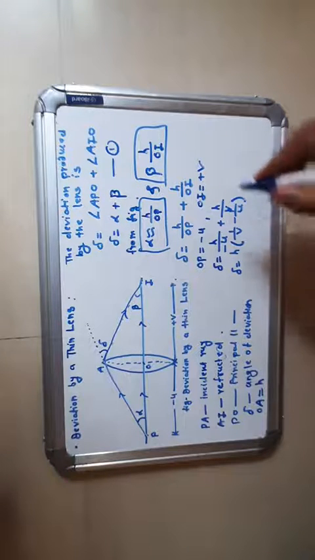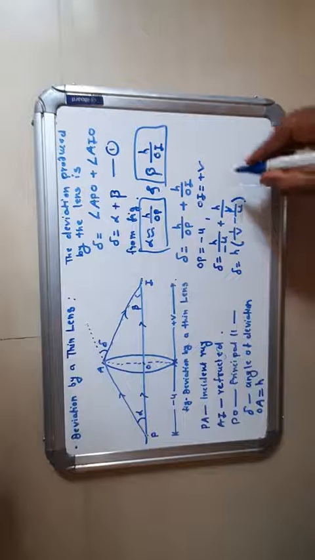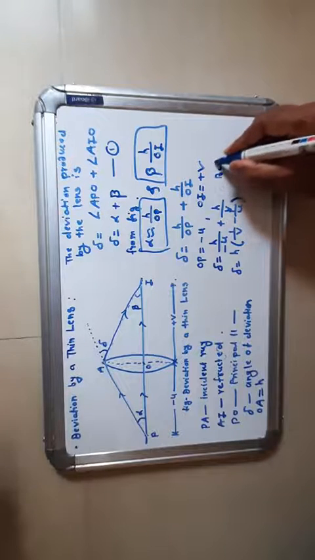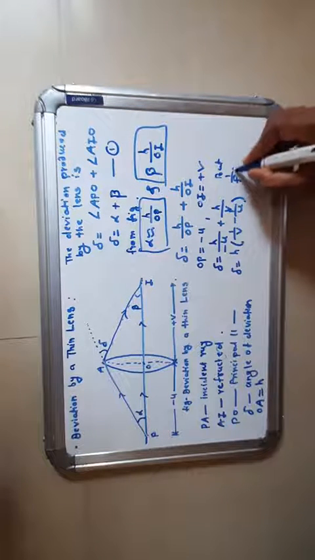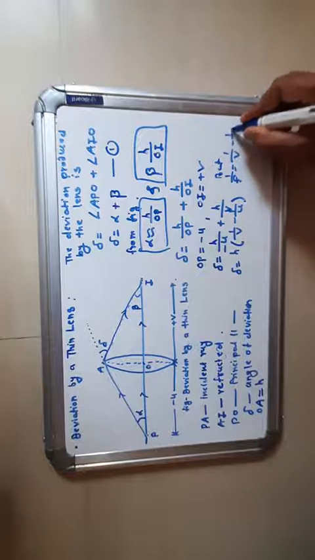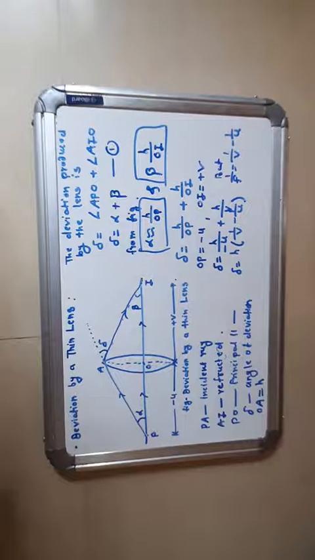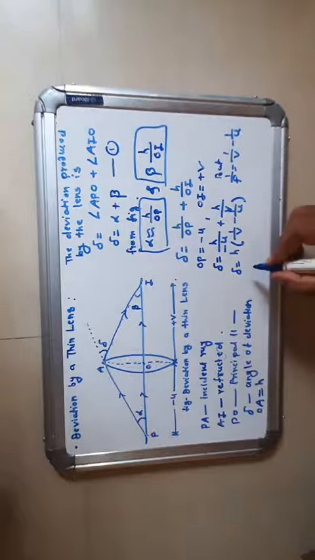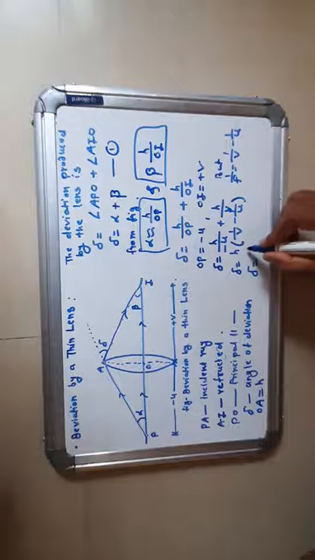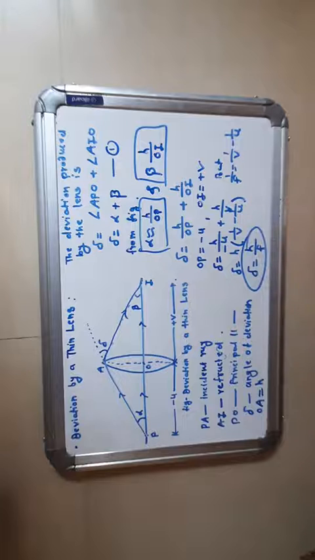Okay, but we know very well that 1 upon F is equal to 1 upon V minus 1 upon U. This is the lens equation. Then we substitute here, and the angle of deviation is equal to H divided by F. This is the final equation for the angle of deviation.